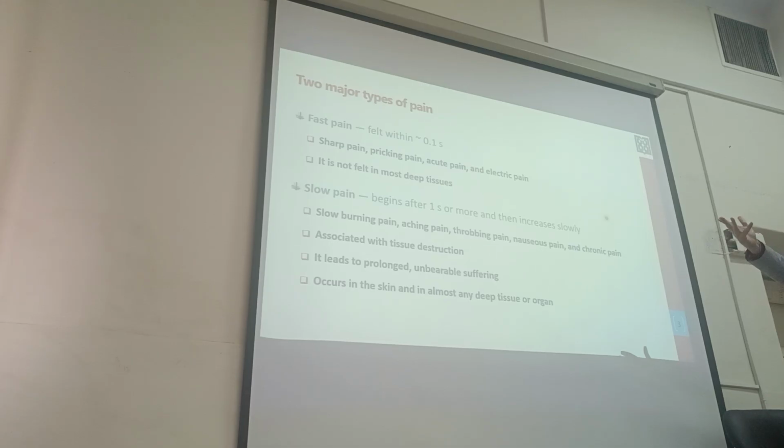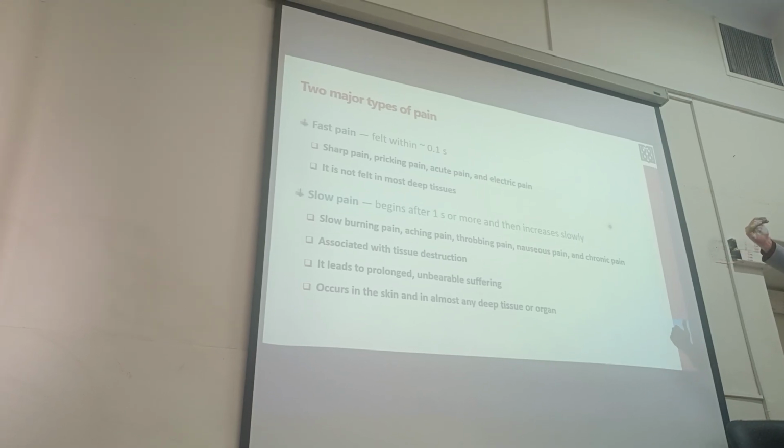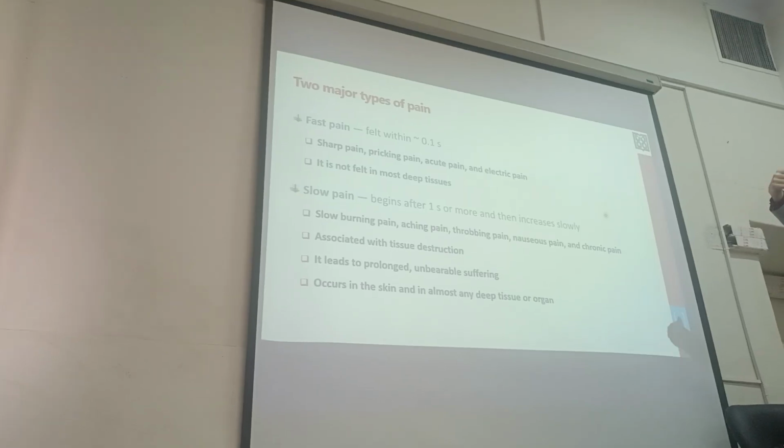Usually in clinics we don't use this fast pain, slow pain. Okay? So in physiology, because we focus on the physiological basis, we divide pains into fast pain and slow pain. Other names for fast pain include sharp pain, pricking pain, acute pain, electric pain. So all of them are fast pain.